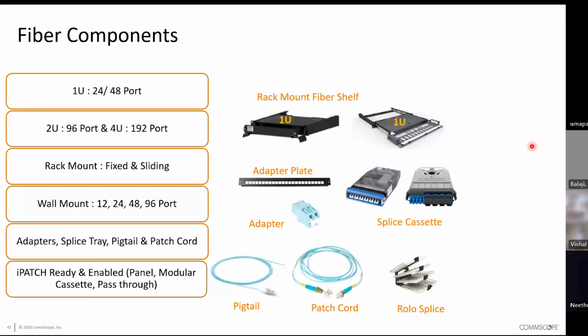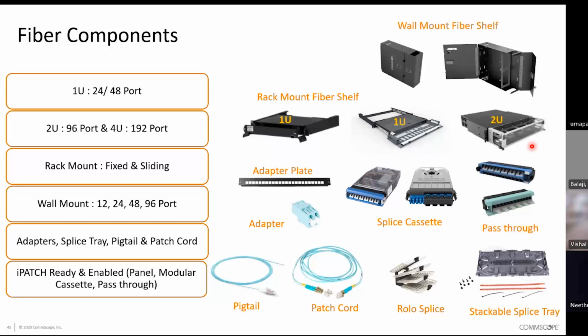Right from your wall mount box, whether it is an indoor wall mount or outdoor enclosure, we can support rack mountable as well. We have 1U, 2U and 4U space. If you want an adapter plate separately, pigtail separately, and a splice tray, we can give that, or if you want a cassette, in a single cassette itself you have the pigtail inside and the splice tray. So everything is put together as one single component.